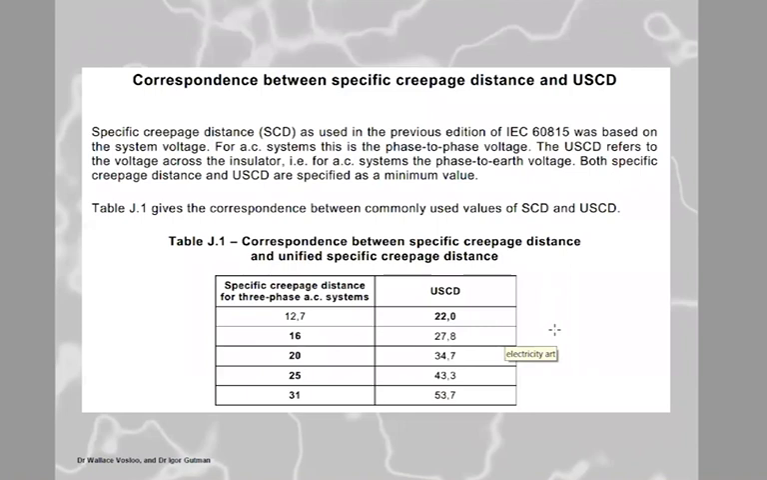Don't specify specific creepage distance like 16 millimeters per kV or unified specific creepage distance of 28. Specify the actual creepage distance, because then you can't go wrong. So in your specs, rather use your creepage distance in your spec, okay? So that would help you on that.